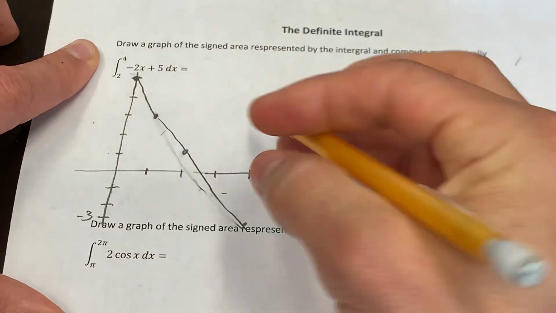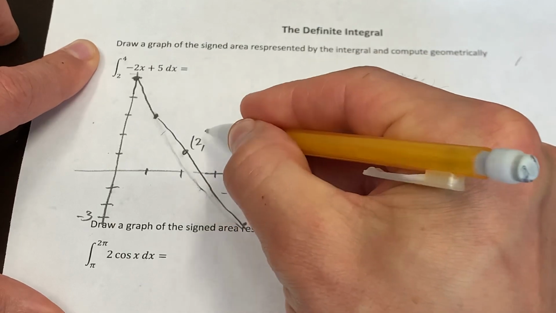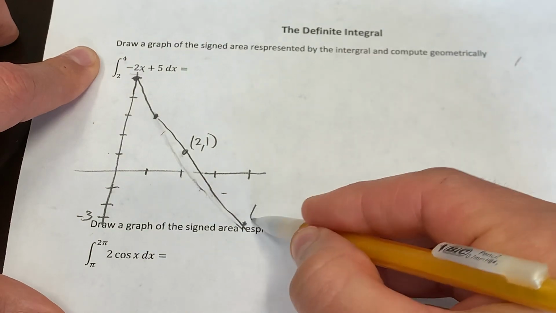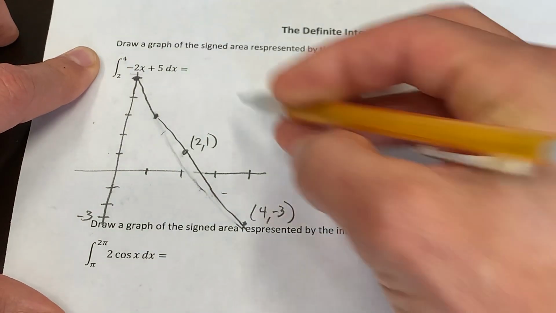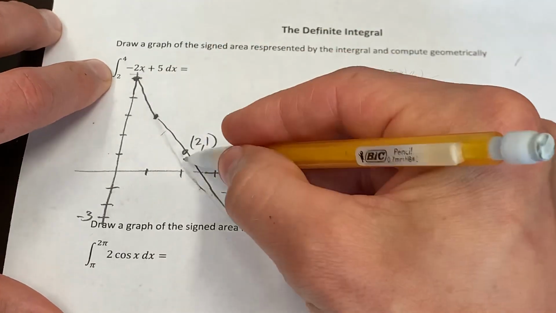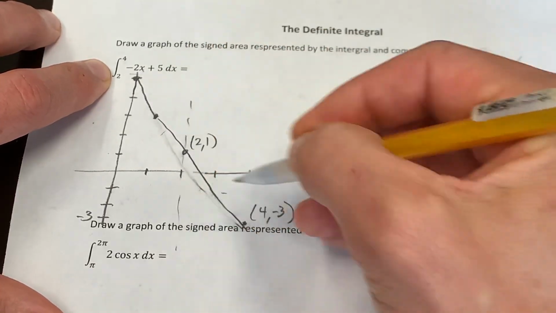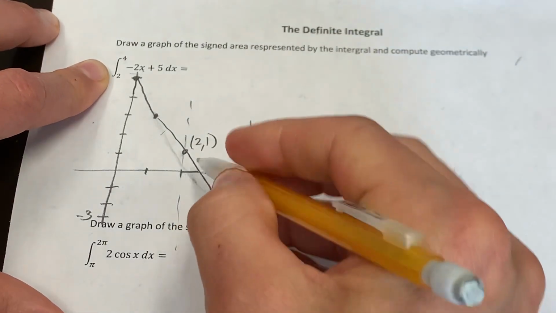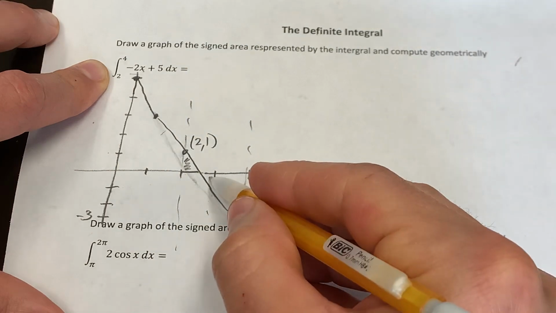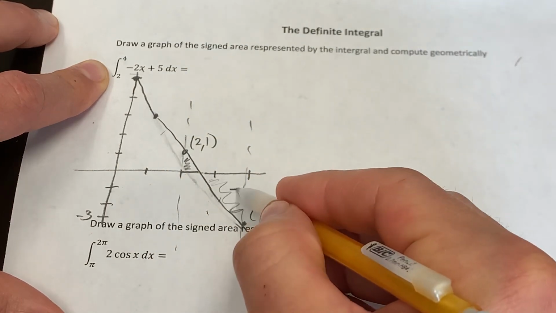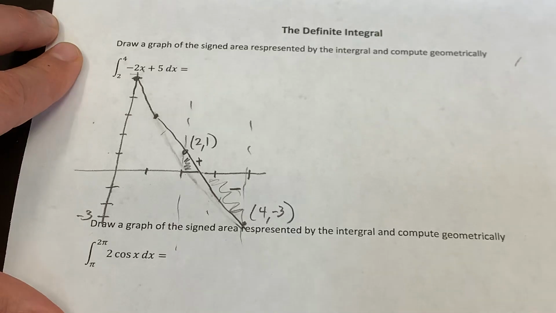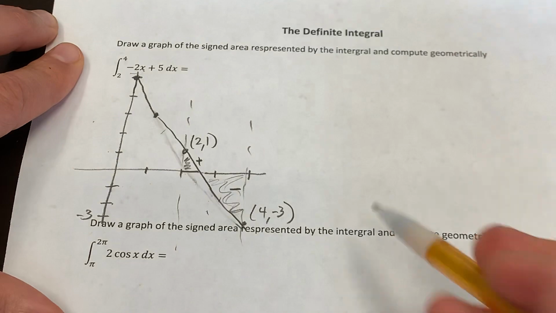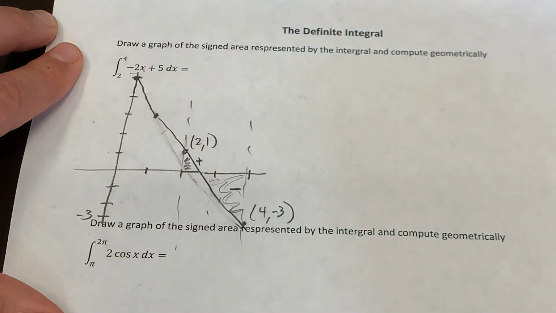Okay, so remember this goes through the points, in particular 2, 1, right? If you put in a 2, the output should be 1, and it goes through the point 4, -3, right? And that's key because we care about the signed area between x equals 2 and x equals 4. So what happens? Well, somehow this triangle over here is positive, and this triangle over here is negative, right? So that's the graph.